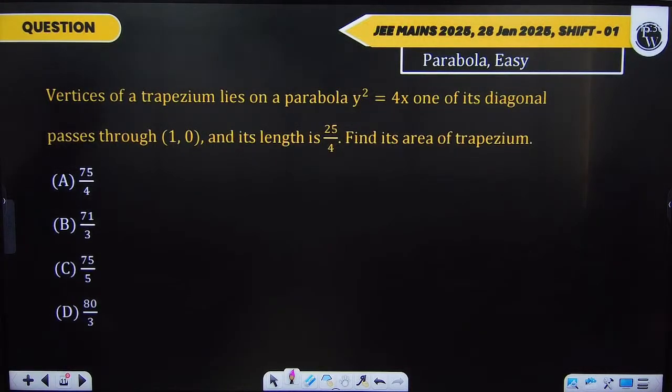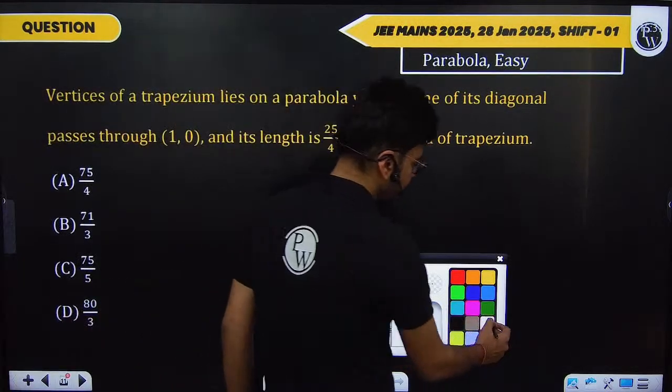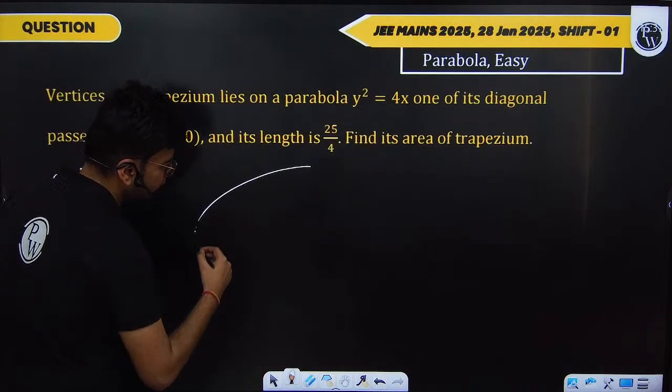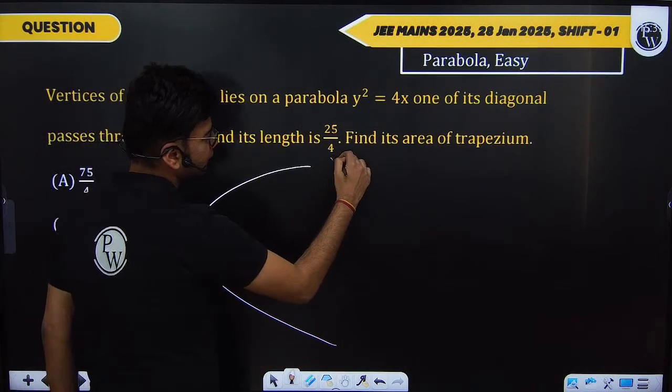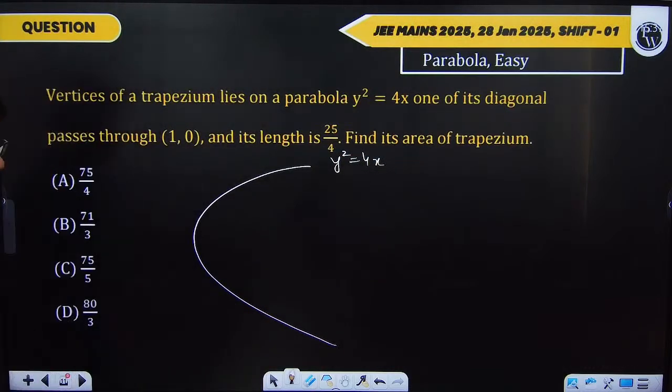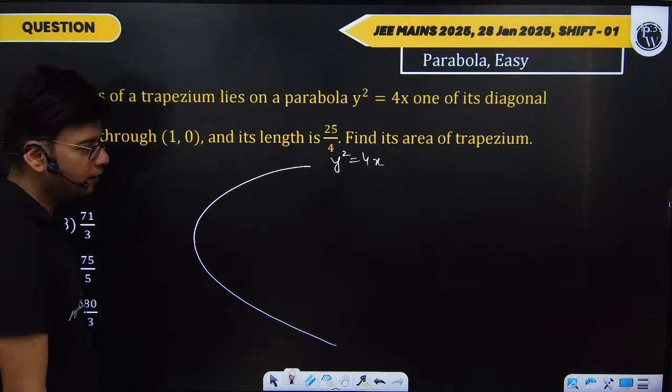Let's try and solve this question. This is a beautiful question. Vertices of a trapezium lie on the parabola y square equal to 4x. This is your parabola, y square equal to 4x. What will be the coordinates of the focus? Focus is 1, 0.